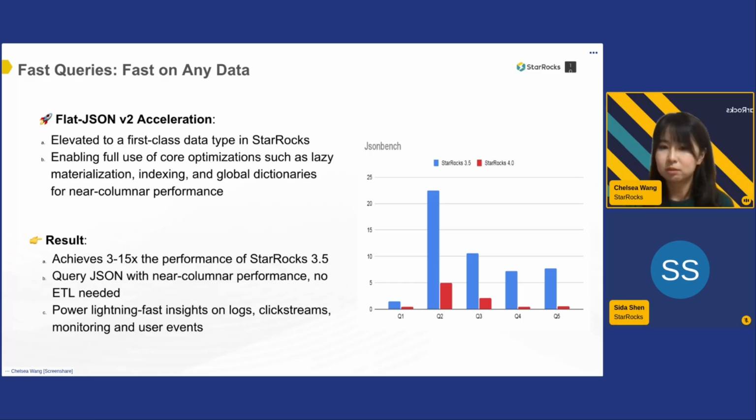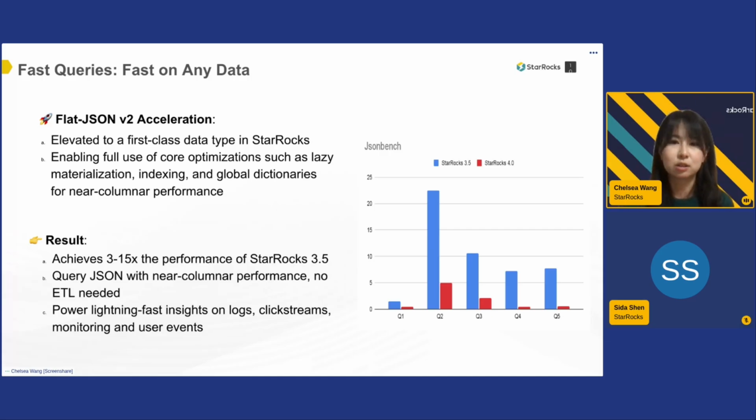So the results here are huge compared to version 3.5, when we already had Flat JSON enabled. We achieve 3 to 15 times faster with all the execution level optimizations. So that's a really huge improvement. And the best part is you don't have to change your pipeline. You just load your JSON to StarRocks and query the JSON as always.